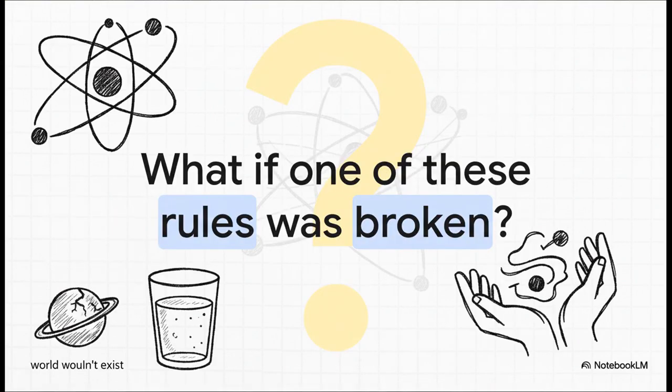So the next time you look at anything, a glass of water, the air you're breathing, your own hand, just remember the elegant, unyielding rules that are governing every single electron inside. It really leaves us with a final thought, doesn't it? What kind of bizarre universe would we live in if just one of these fundamental rules was different? The world as we know it, well, it simply wouldn't exist.